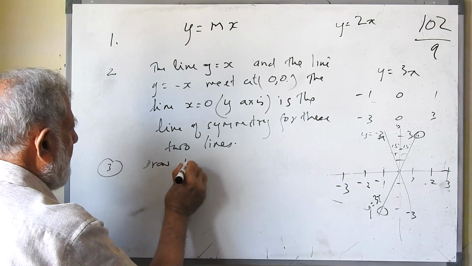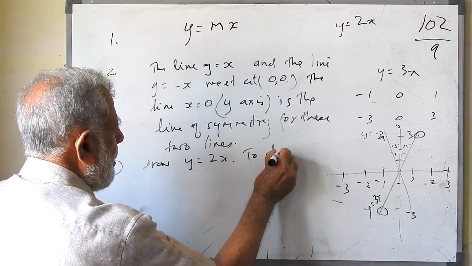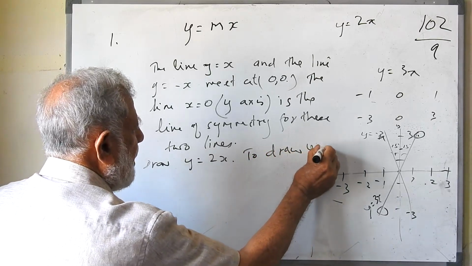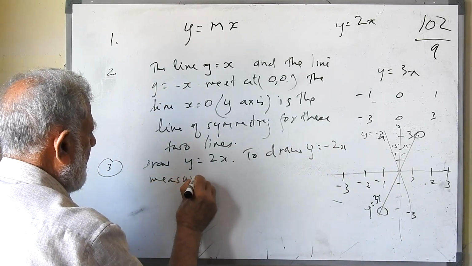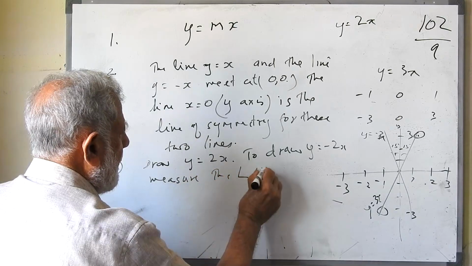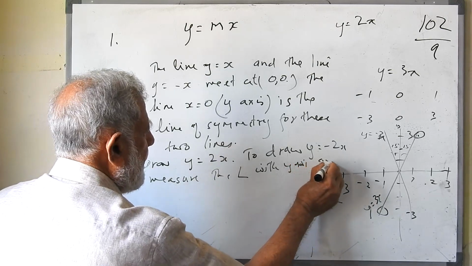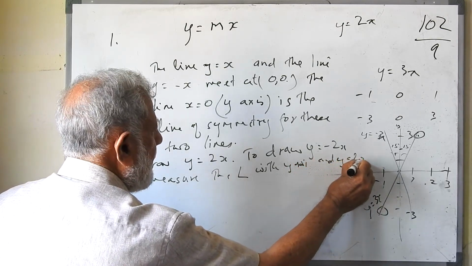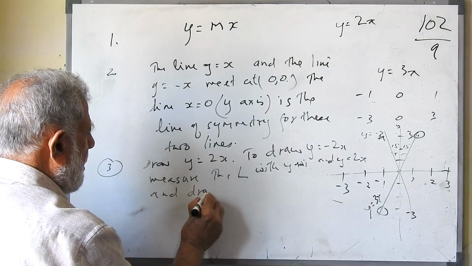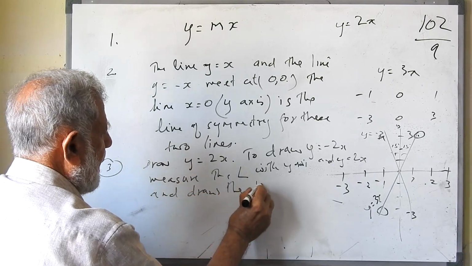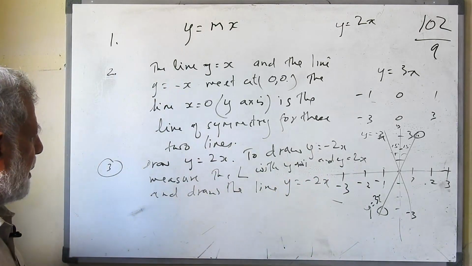Say we draw y is equal to 2x. To draw y equal to minus 2x, measure the angle with the y-axis for y equal to 2x, and copy it and draw the line y equal to minus 2x, as I explained before. So this is point number 3.